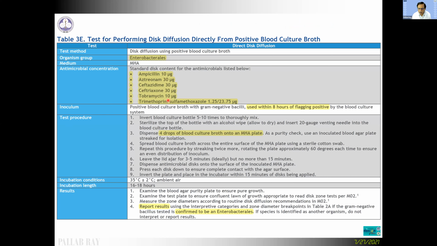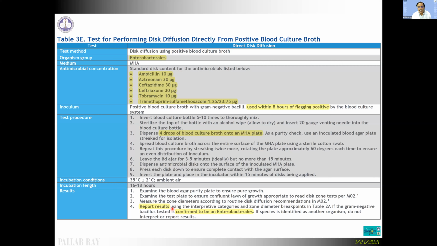And one must put up a purity check, which will be needed the next day for reporting. One should report the results only when the purity check shows a pure organism, which is identified as a member of the Enterobacterales. Then only these tests are valid.